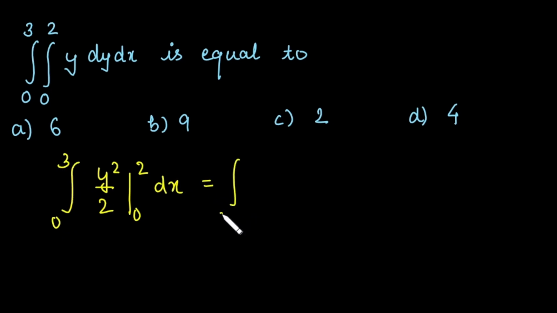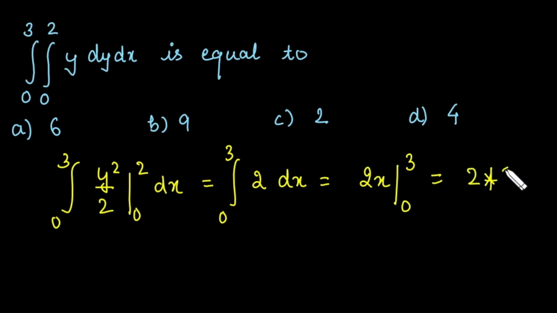This is equal to 0 to 3. Upper limit minus lower limit. 2 square is 4, 4 by 2 is 2, minus 0 by 2, 0. So simply we are getting here a 2. Integrate with respect to x, that is 2x. Lower limit is 0, upper limit is 3. Substitute upper limit and lower limit. We have 2 into 3, that is equal to 6. Hence option A is correct.